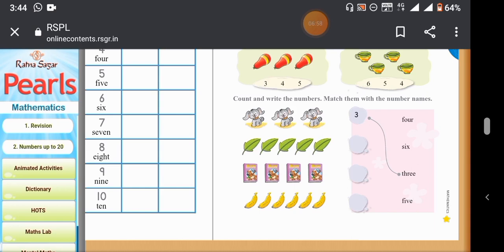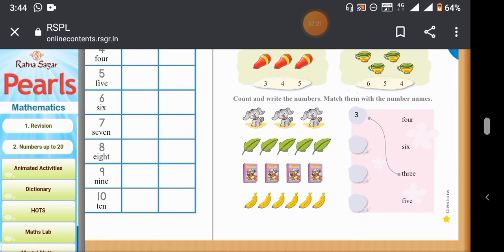So then there are books. Some books. How many books? 1, 2, 3, 4. Yes, there are 4 books. So you should write 4 in the circle. Then you should match that 4 with the number name. FOUR, 4.